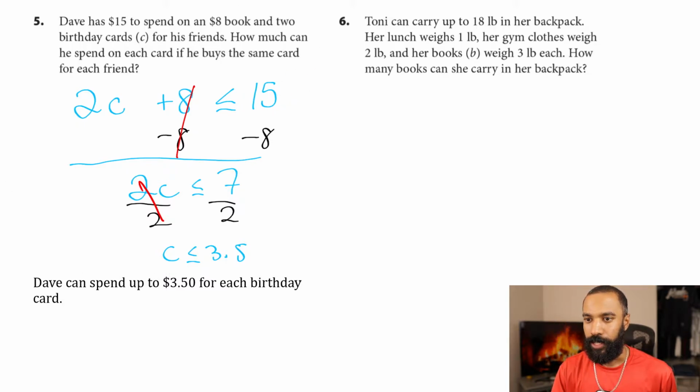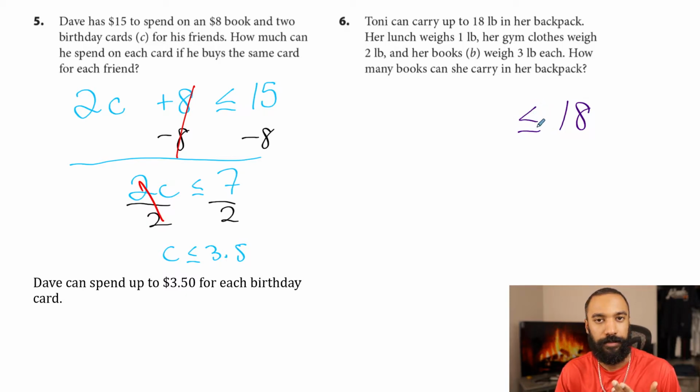All right, last one. Tony can carry up to 18 pounds in her backpack. Her lunch weighs 1 pound, her gym clothes weigh 2 pounds, and her books weigh 3 pounds each. How many books can she carry in her backpack? Okay, so the same thing as before. She can carry up to 18 pounds, just like he has $15 to spend. Up to 18 pounds means 18 is the max, the weight capacity of her overall backpack, and that's the most. So you can put less in there, or the same amount.